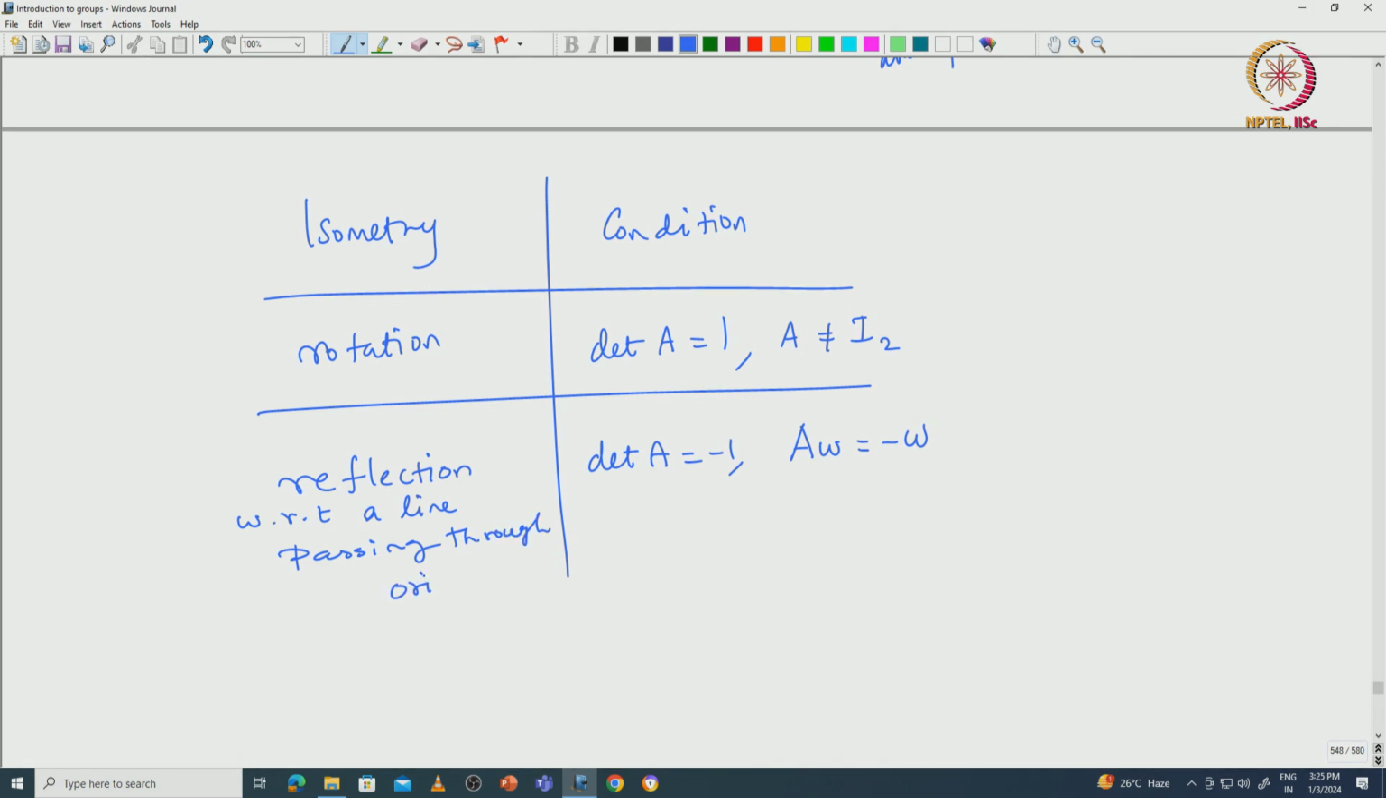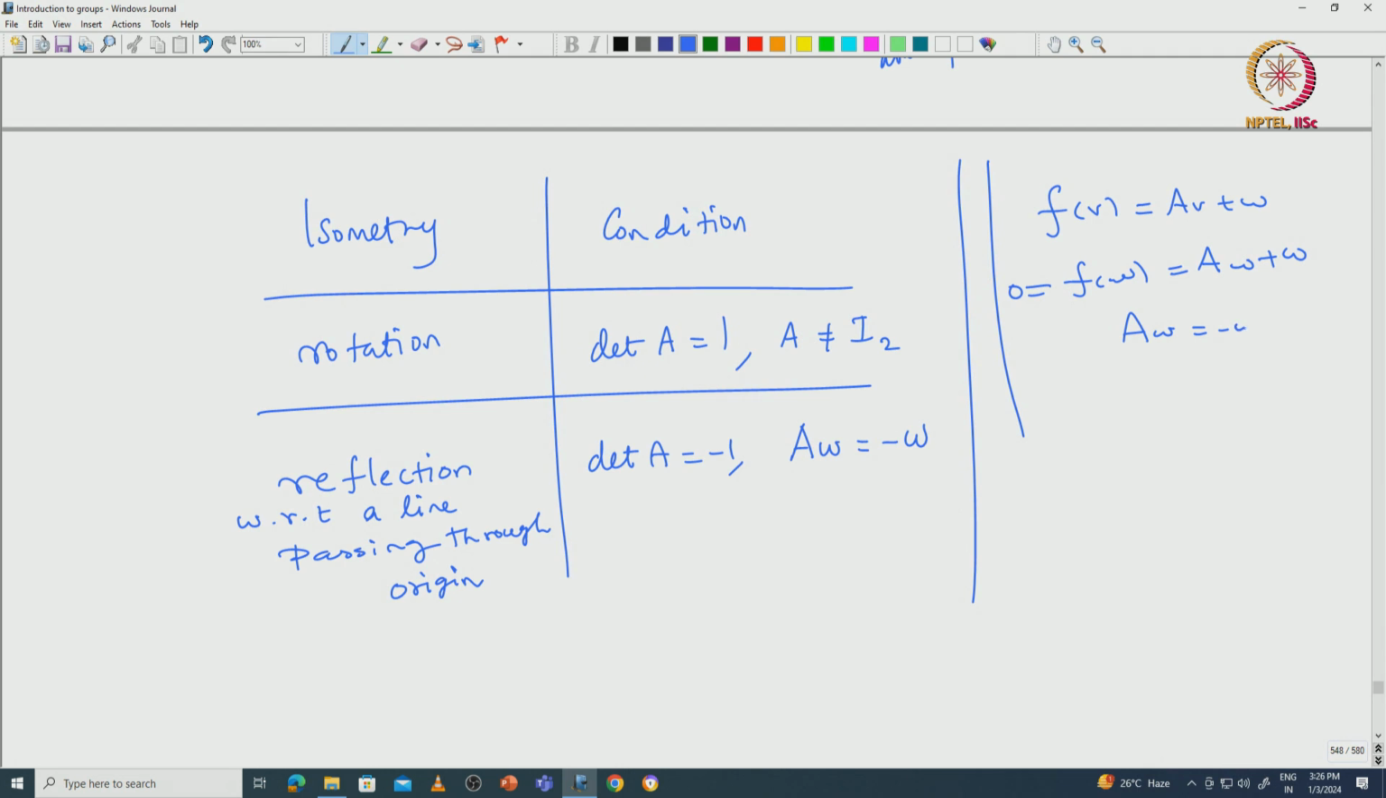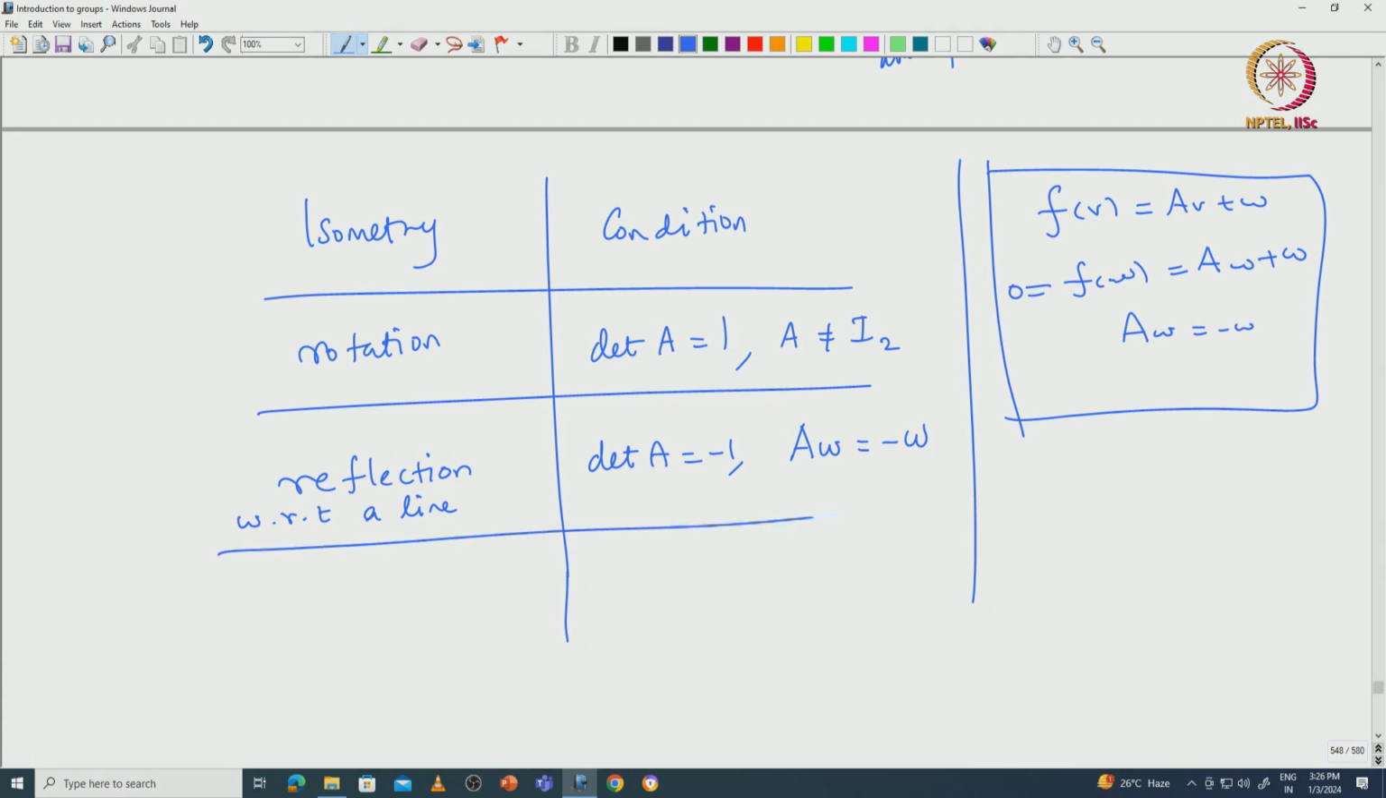Because when you substitute f of v, that is going to be Av plus W, then f of W is going to be AW plus W. You demand this f of W is 0. So, that means AW equal to minus W. Because of this you can see that, so this is not correct. So, it is just a reflection with respect to a line. So, that is what you get in this case.